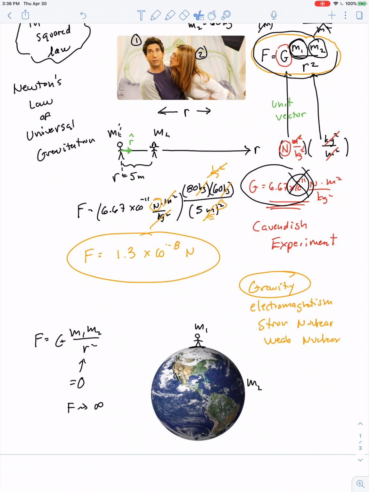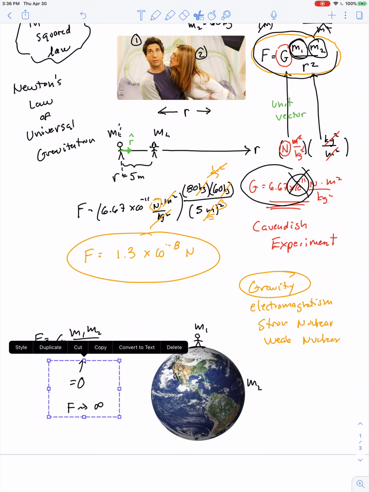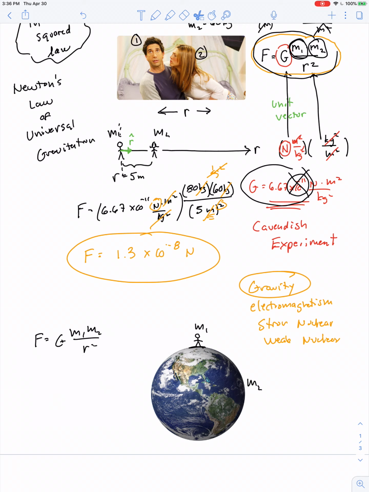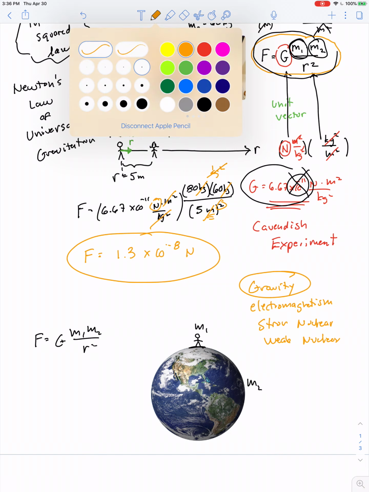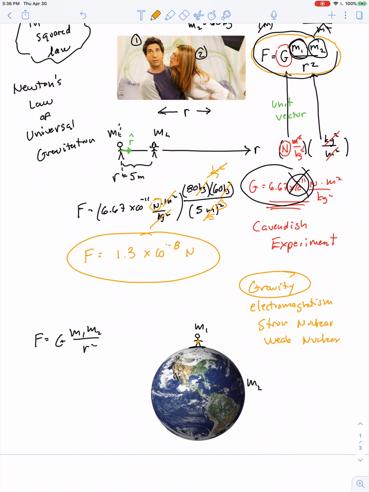But R isn't really 0, is it? We don't measure from surface to surface, we measure from center to center. So the distance between Ross and the Earth is the distance from Ross's belly button to the Earth's belly button, so to speak. And that distance, for all practical purposes, is the radius of the Earth. Now, to remind you, the radius of the Earth is about 4,000 miles. That's the same thing as 6,400 kilometers, which could be written as 6.4 times 10 to the 6th meters.